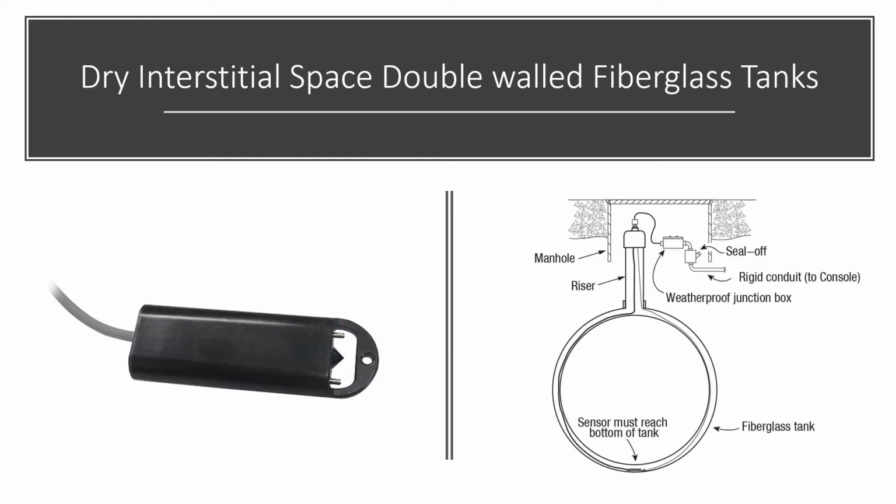In fiberglass tanks, you have a sensor. These are dry interstice. So dry interstice is just basically an empty interstitial space. So there's nothing in there, and you'll put a sensor all the way to the bottom of your tank. In fiberglass tanks, it goes around the actual wall of the tank.